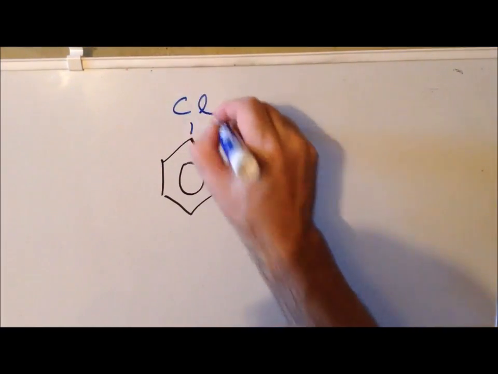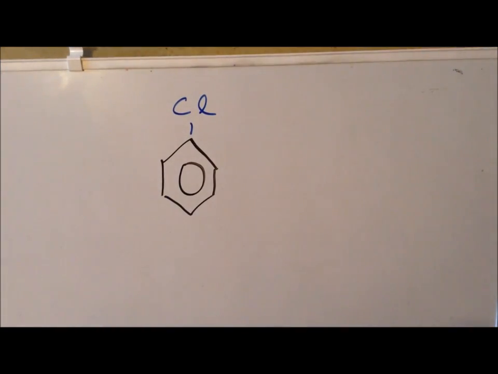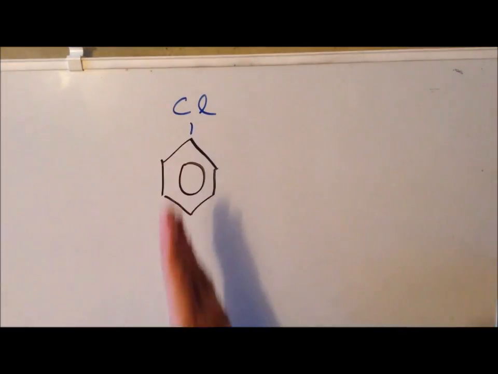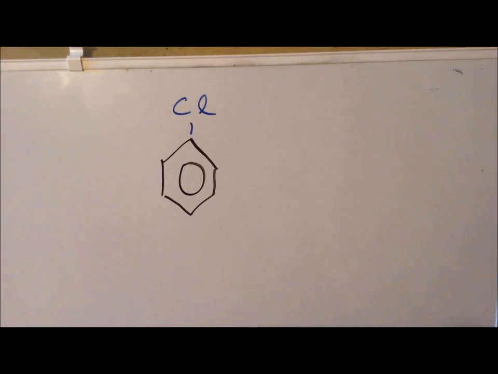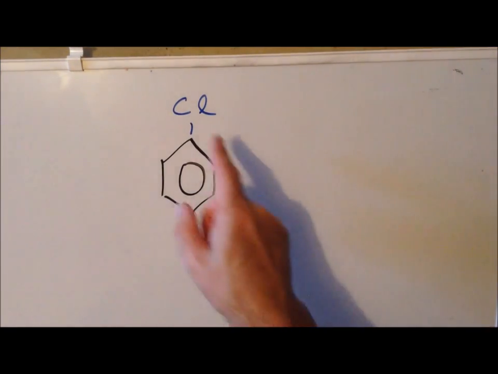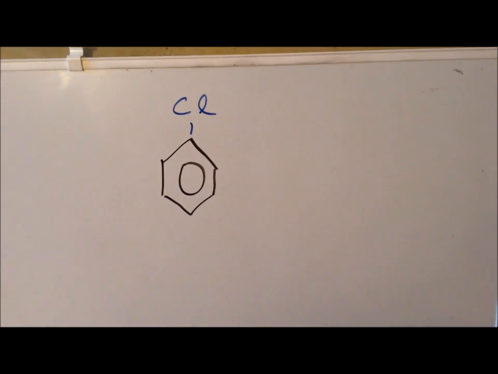So it would not matter which of the hydrogens are replaced with chlorine, we get the same molecule. So now we want to see what's happened to the symmetry operations of the molecule and see if we can classify the point group symmetry of this particular molecule.